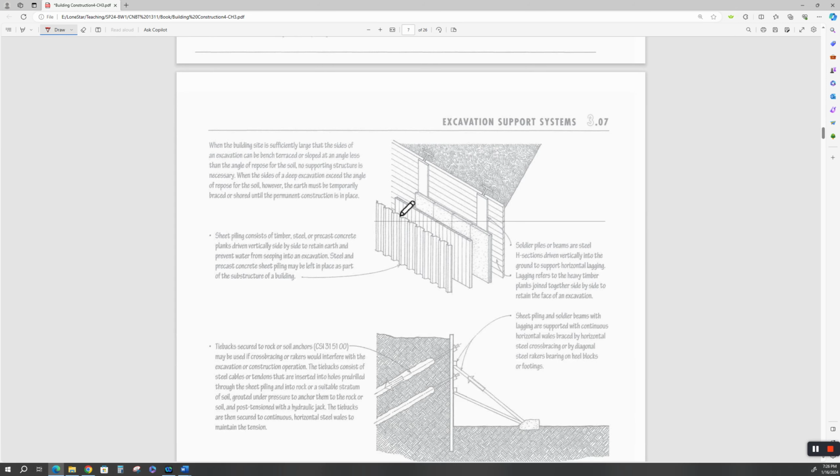All right. I love this. When the building site is sufficiently large, this kind of goes back to our site planning and orienting the building in the utopian manner, right? That the sides of an excavation can be bench terraced or sloped at an angle less than the angle of repose. What that means is you're digging a pit that's benched. This is a bench down to where you're going to put your foundation.